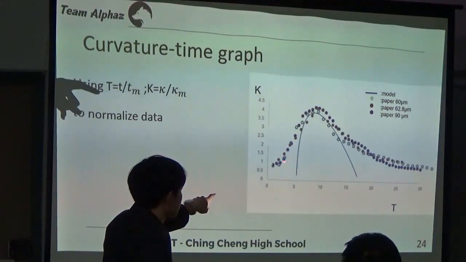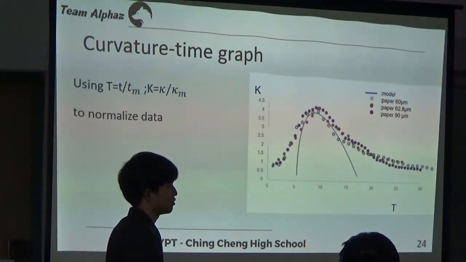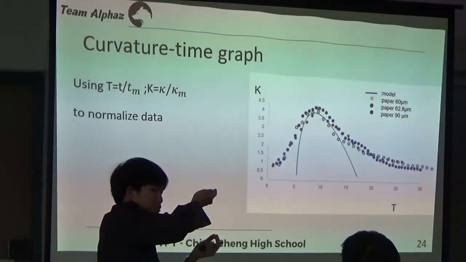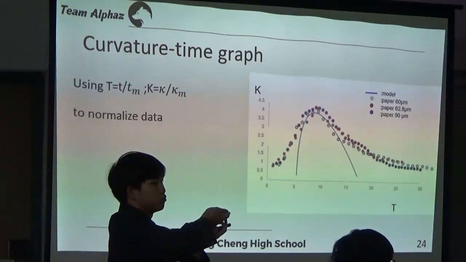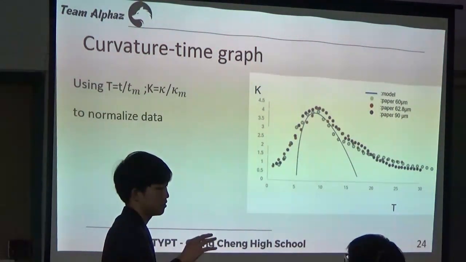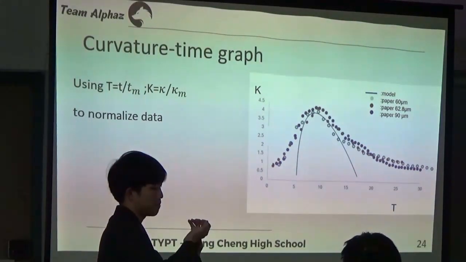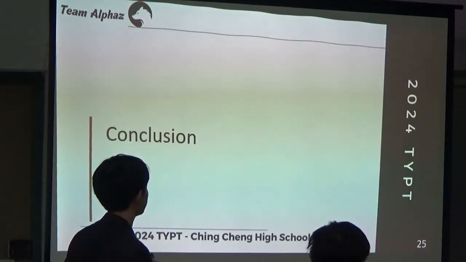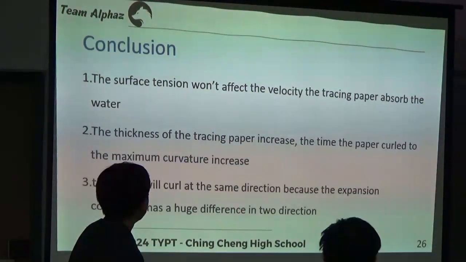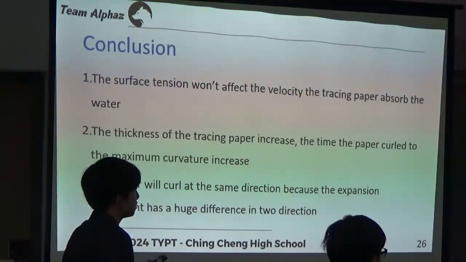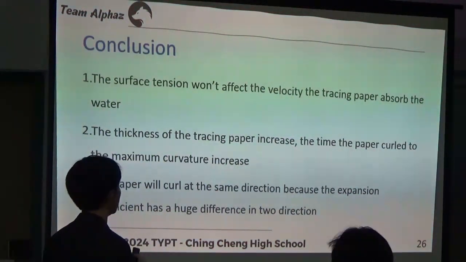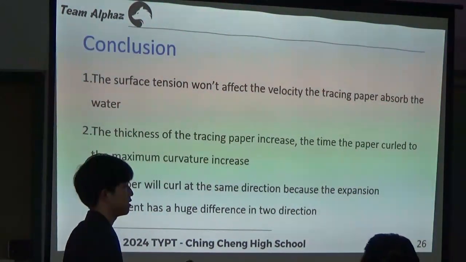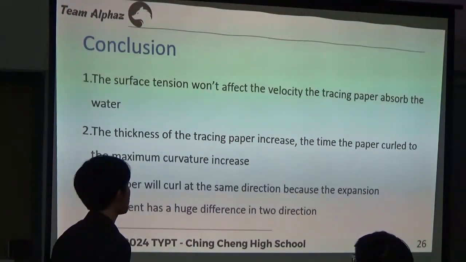But at the front part, it doesn't match the model, because the surface tension will push down the paper to curl. But it's not the reason that causes the paper to absorb the water. And here's my conclusion. The surface tension won't affect the velocity of the tracing paper absorbing the water. It will only affect the tracing paper at the beginning of its curl.